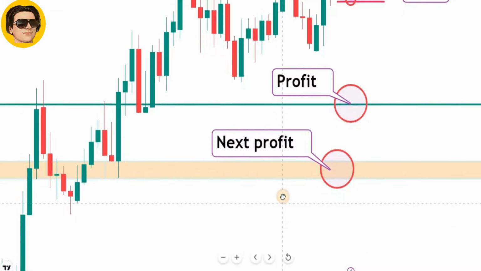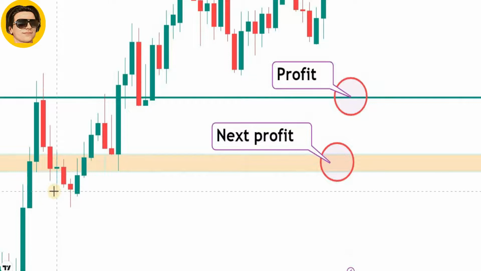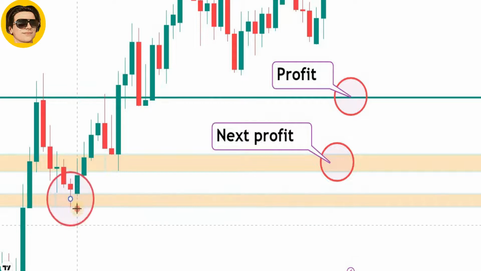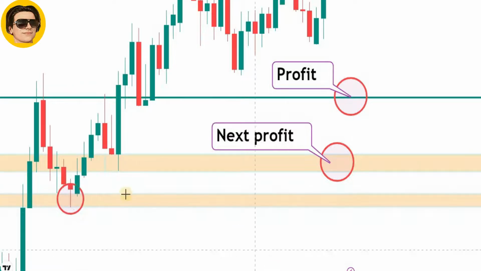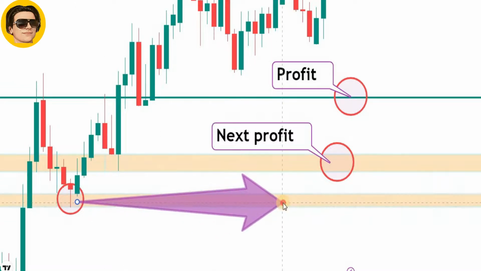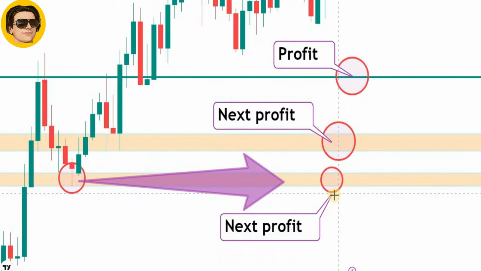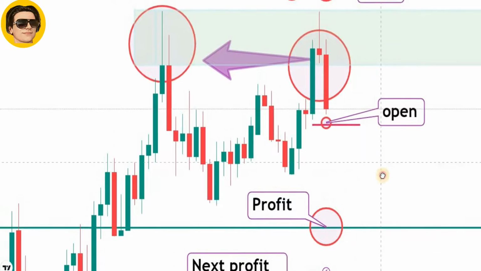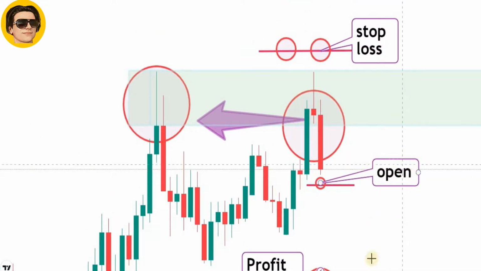Second profit. Next support is 3 profits. This point is 3 profits. This point, look at here. Continue. This is a stop loss. End of the candle is a stop loss.